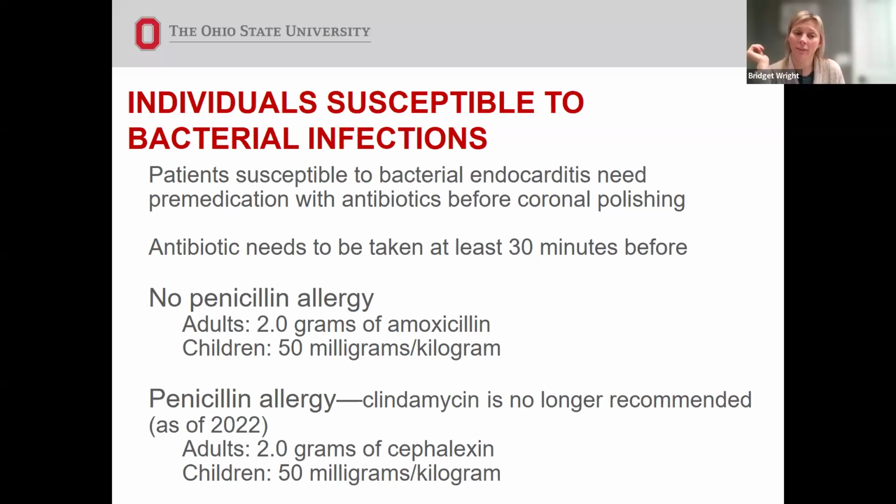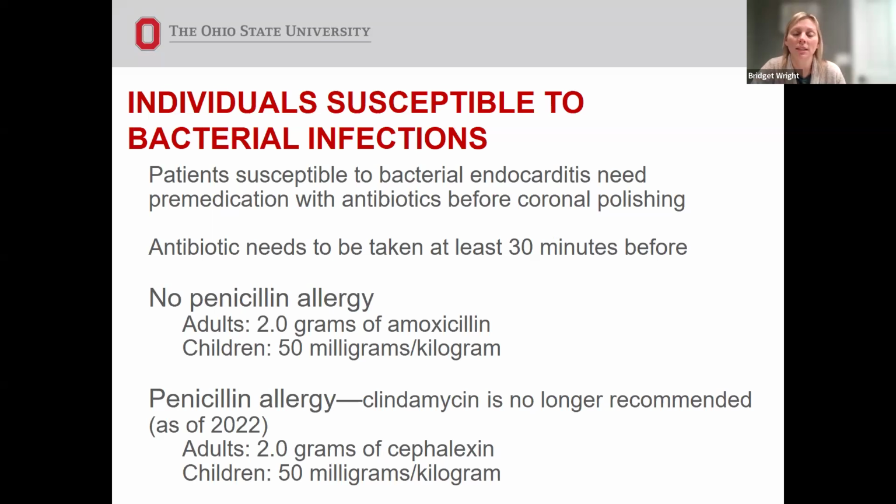But if your patient does not have a penicillin allergy and they are an adult, then the regimen is 2 grams of amoxicillin. That's the medication of choice. And then for children, it's 50 milligrams per kilogram. So you'd have to know how much they weighed, and you'd have to do a little bit of math.